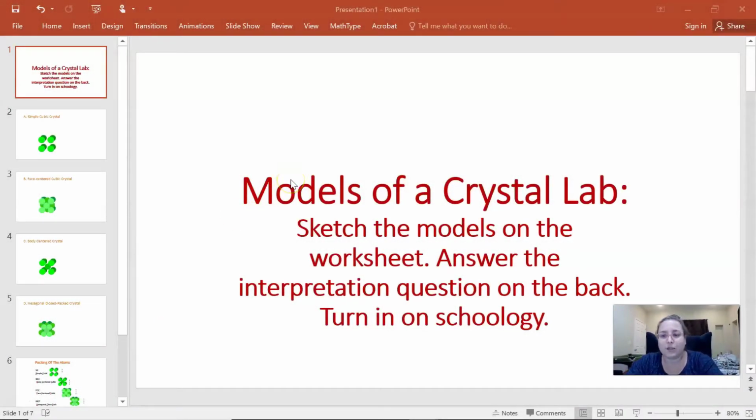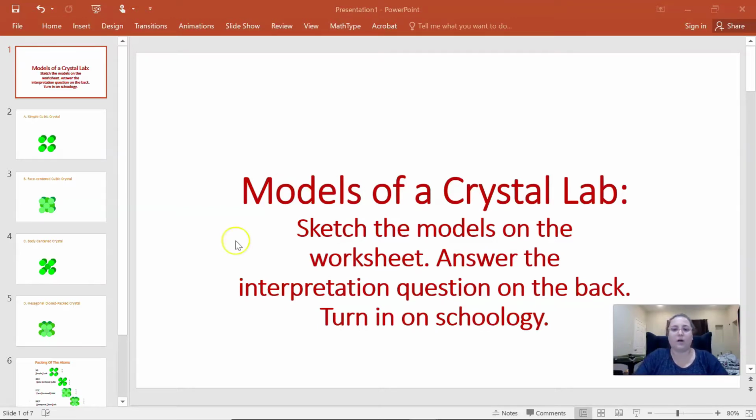So basically what you're going to be doing is looking at the 4 different models of a crystal, and I'm going to show you the tennis ball examples as we go over them. You're going to then sketch the models on the worksheet, and I would include some of the information that's on the slides as well on the worksheet. And then we're going to answer some interpretation questions together.